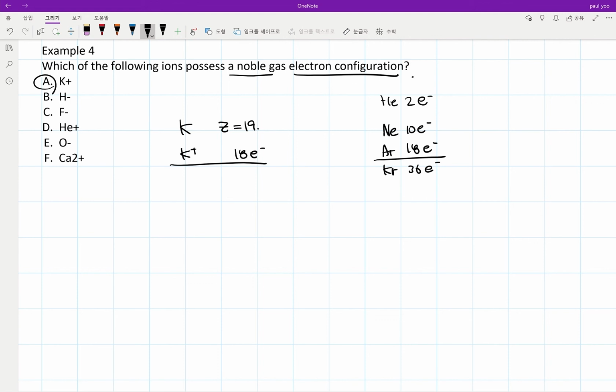Hydrogen ion with a negative charge has 2 electrons, so yes, it is. And fluorine with negative will also be 18, so it is. Helium positive ion will have 1 electron, and that does not equal 2 electrons. Oxygen with negative will be 9 electrons, and that is not equal to 10, so it doesn't count. Calcium with 2 positive charge will have 18 electrons, which matches argon, so it does have noble gas electron configuration.